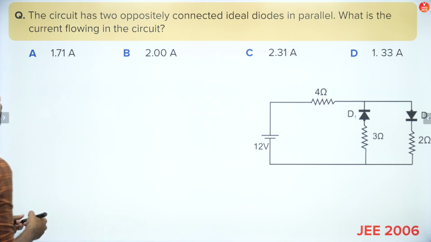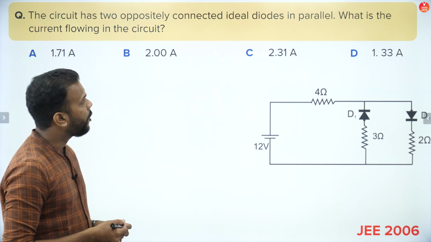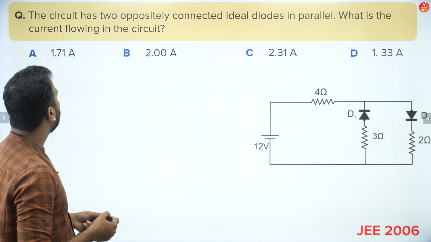So this one is again a question from JEE 2006. What it says that the circuit has two oppositely connected ideal diodes. You can see those two diodes are there and they are connected in parallel. What is the current flowing in the circuit?